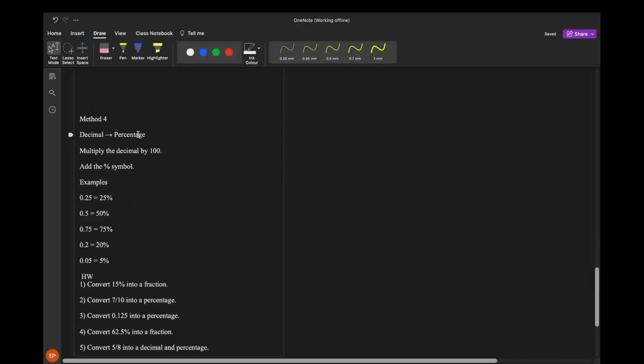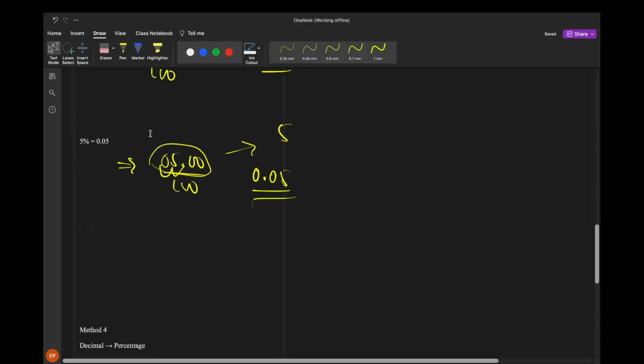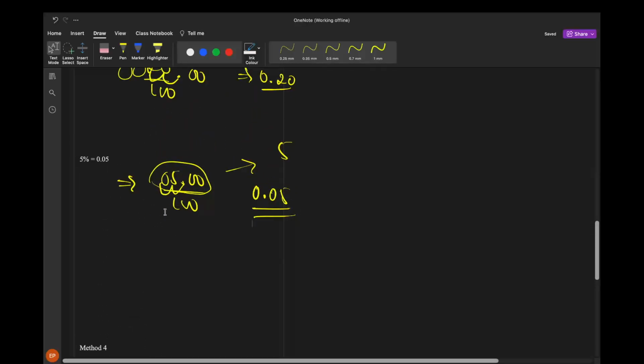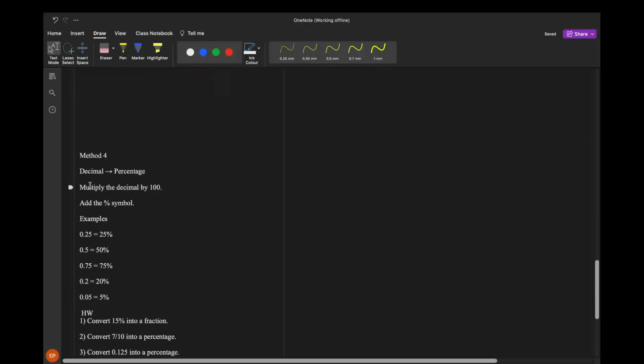Next, decimal to percentage. Here you have seen we are dividing, right? To convert decimal to percentage, just reverse the process. Here we divided, just multiply here. Means multiply the decimal by 100. If it is 0.2, just multiply with 100. Then it will give us 20%, like that. Okay, multiply the decimal by 100 and add the symbol, means basically multiply by 100%. That's it.